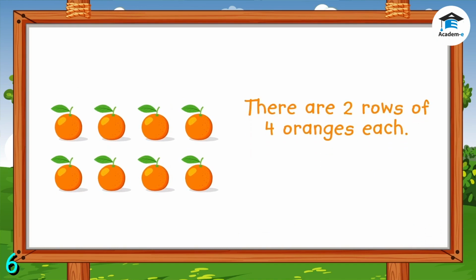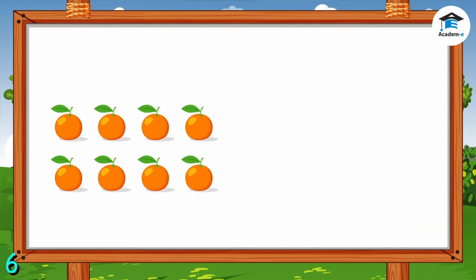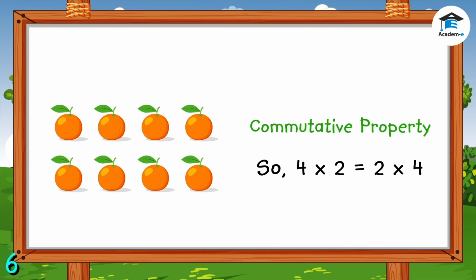There are 2 rows of 4 oranges each. We write this as 2 times 4 equals 8. We say 2 times 4 is 8. So 4 times 2 equals 2 times 4. The order of factors does not change the product. We call it the commutative property.